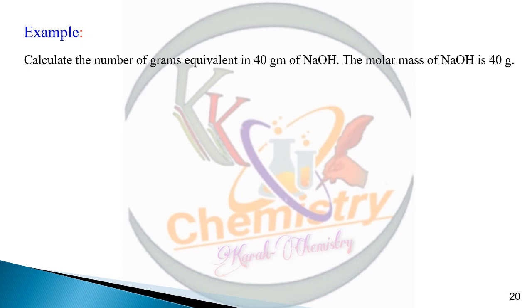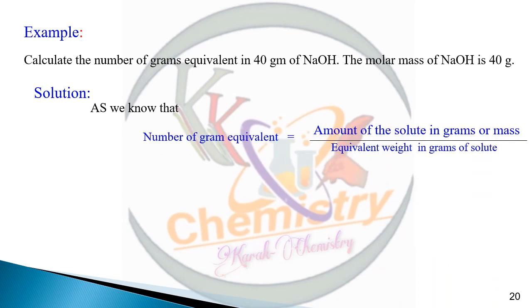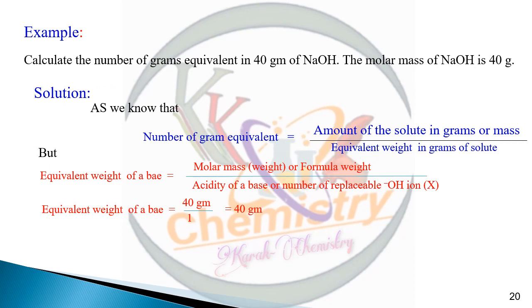Example: calculate the number of gram equivalents in 40 gram of NaOH. The molar mass of NaOH is 40. We know that the number of gram equivalents is equal to the amount of solute in gram divided by the equivalent weight. So put the values in the above formula. In case of a base, we will have 40 gram divided by the equivalent weight of that particular substance. Now the number of gram equivalents will be equal to 40 divided by 40, which is equal to 1 gram equivalent.